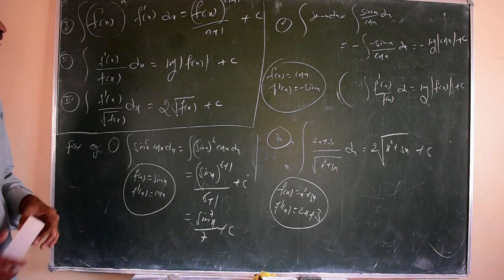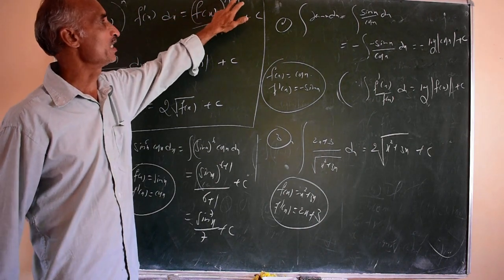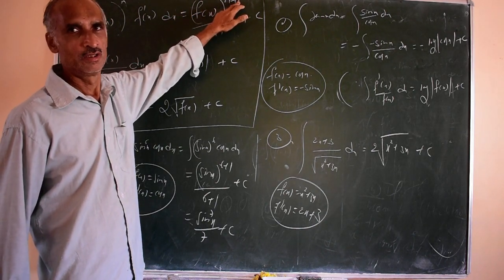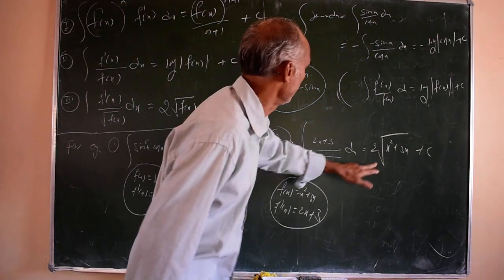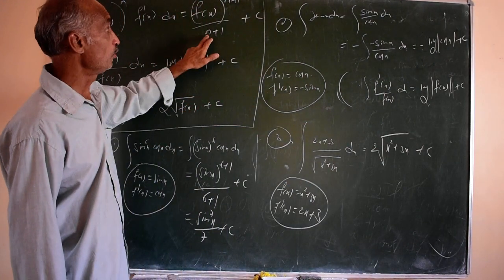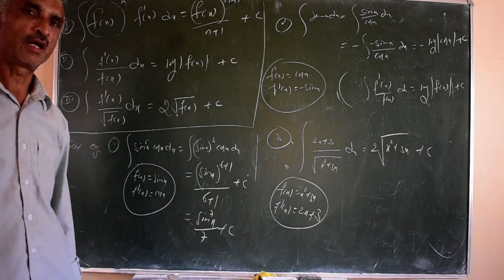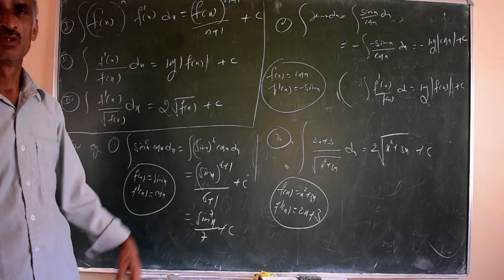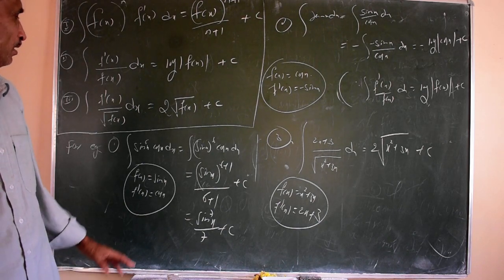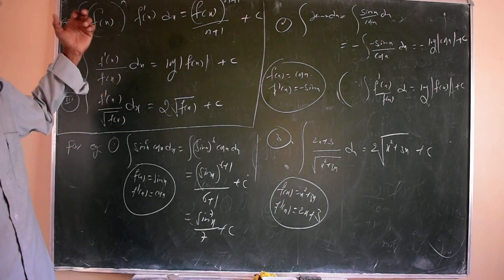N is minus half. The answer is f of x raised to minus half plus 1, that is half. F of x raised to half is square root of f of x, into half plus 1, minus half plus 1, 1 by 2. 1 by 2 is in the denominator, so it is multiplied, that is 2 by 1. Therefore 2. So first case only, but no need to take root f of x to the numerator.